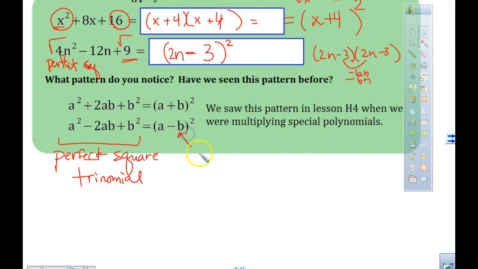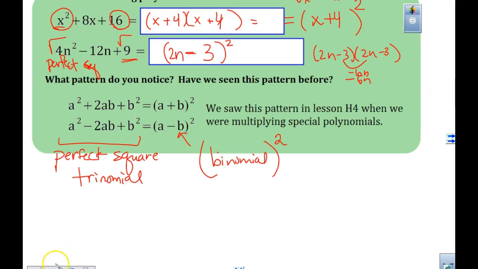This is called a perfect square binomial. Or actually, they usually put it as a binomial squared. And then what are you doing with the binomial? You are squaring. So binomial squared. So we've seen this pattern earlier. I'm going to give you a minute to study.